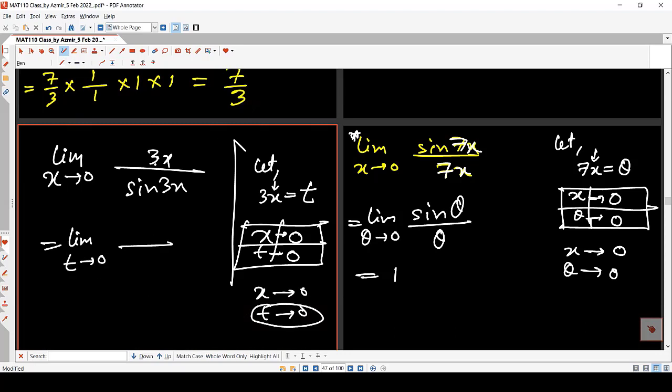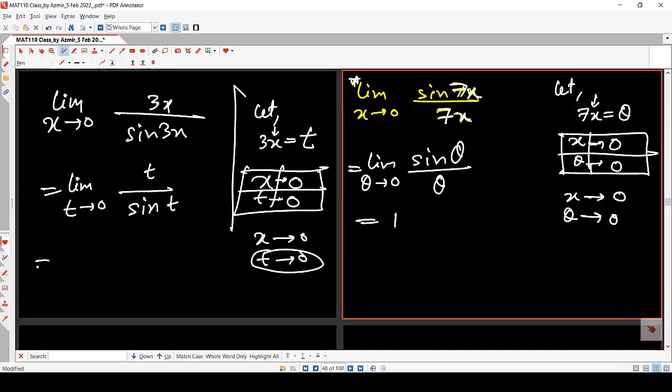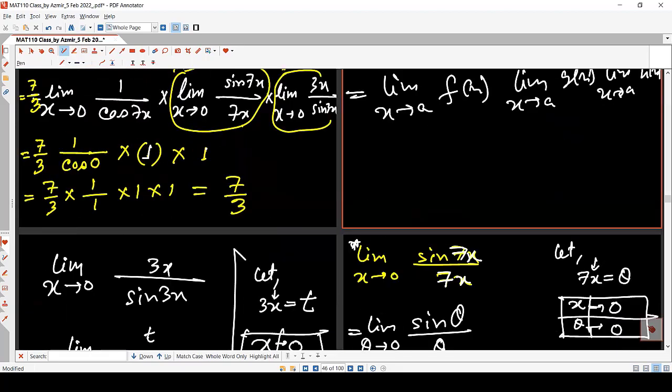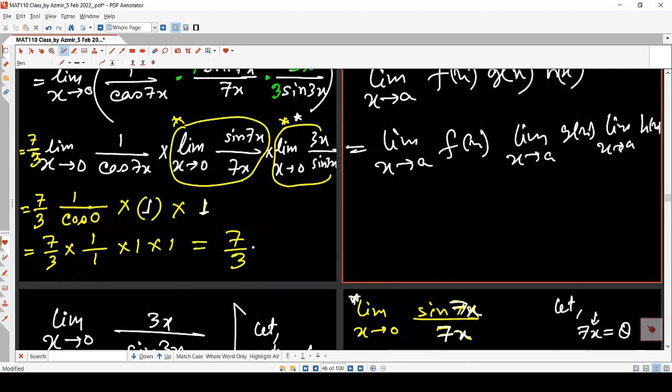We have 3x above, that means instead of 3x, we can write t, and sine 3x becomes sine t. So now we can write 1 because we have t, t, and t. All these are the same. So this is how we can write 1 here. So we can see that 7 over 3 is a finite value. That means the limit exists.